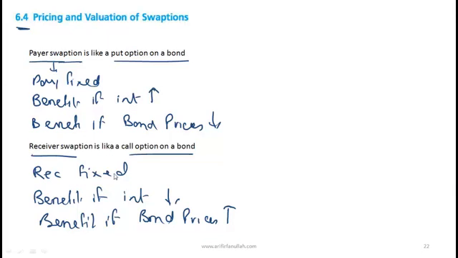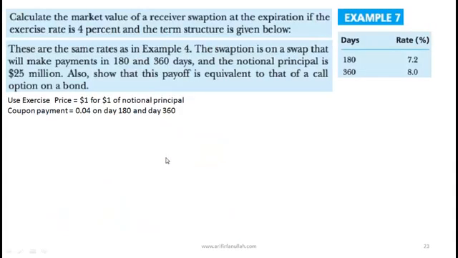If you are receiving fixed, you benefit if interest rates go down, which is the same thing as saying you benefit if bond prices go up. And if you have a call option on a bond, you benefit if bond prices go up. Okay, so let's look at example 7, which is a rather simple numerical example illustrating what we've just talked about.